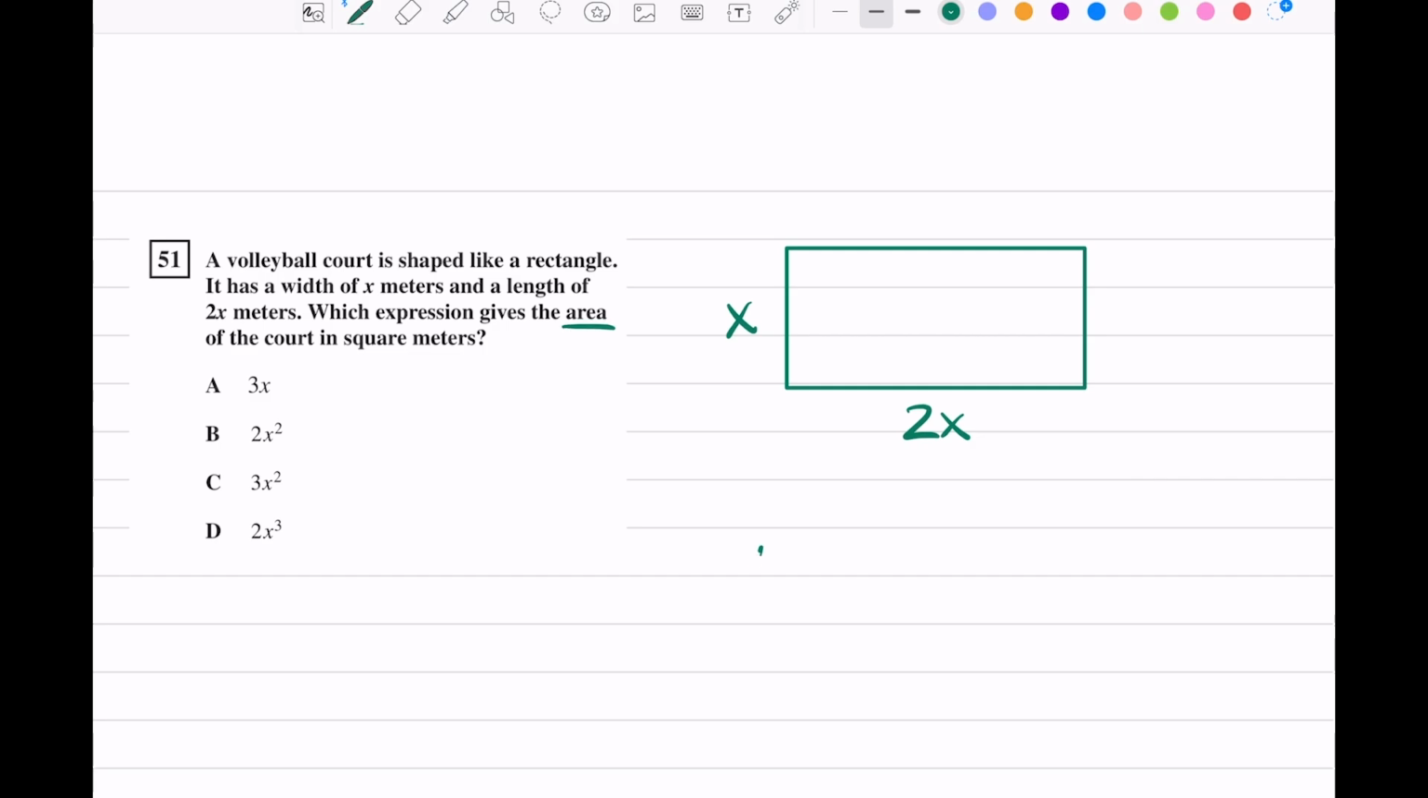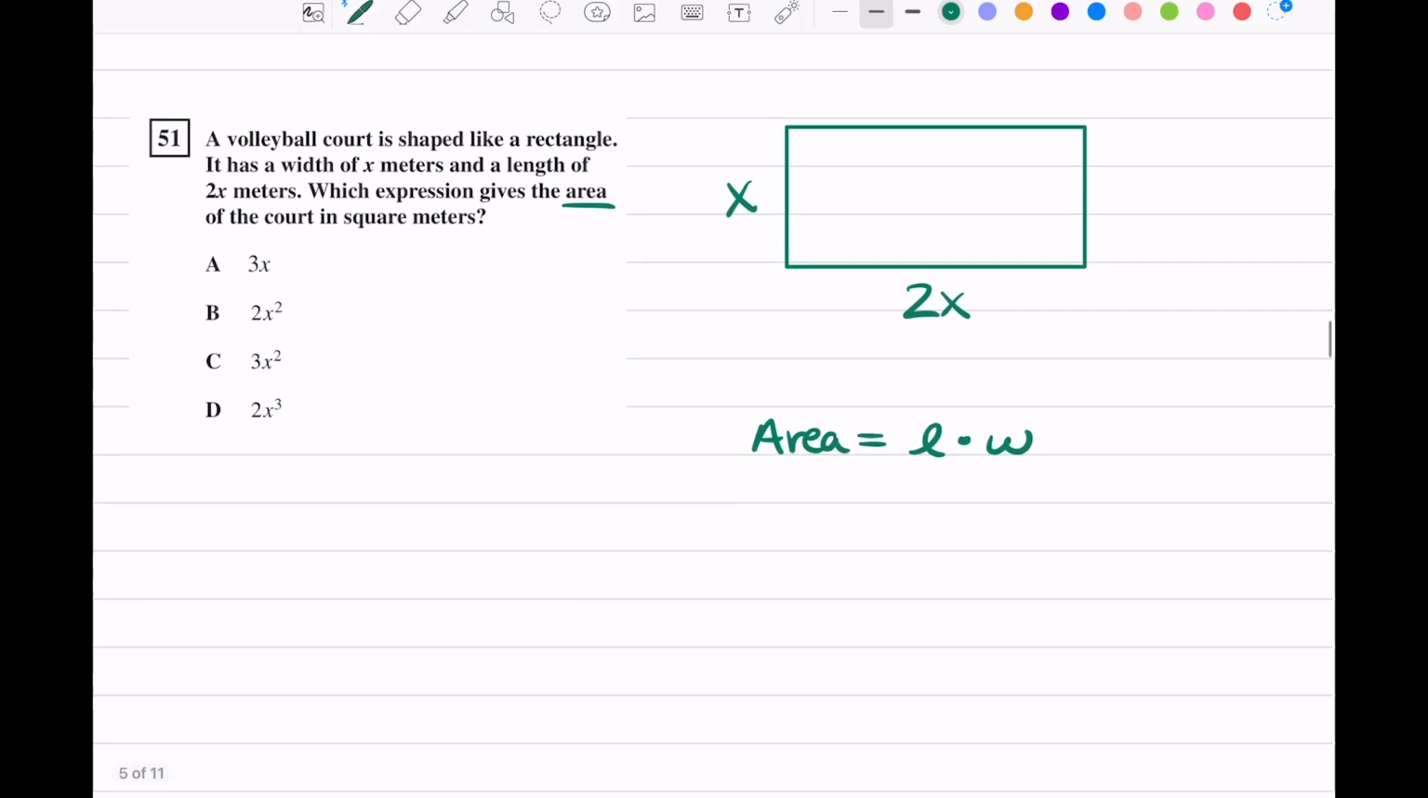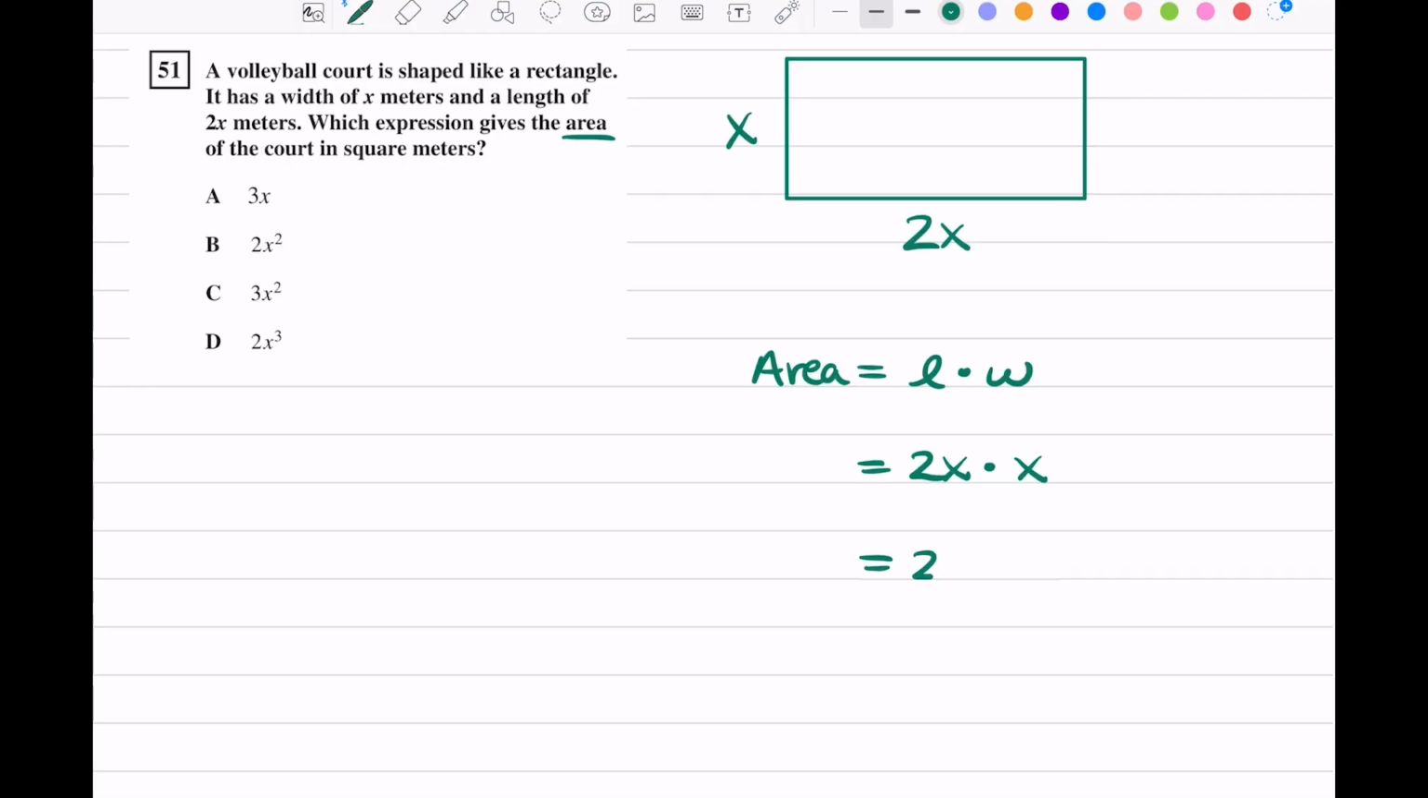So area of a rectangle is length times width. So in our case, our length is 2x meters, and our width is x meters. So 2x is the same as 2 times x. So we have 2 times x times x. x times x gives us x squared. So our answer is 2x squared. And looking at our answer choices, that would be option B.